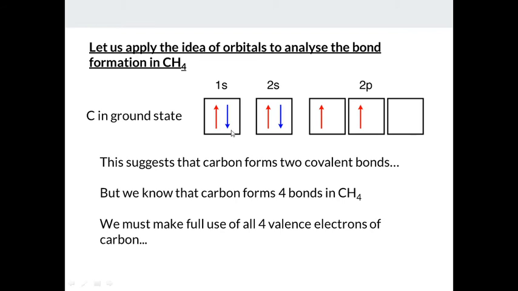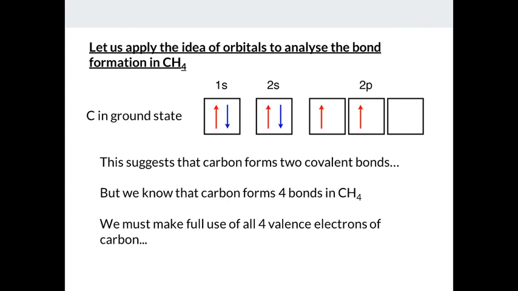Carbon in its ground state has this electronic configuration 1s2, 2s2, 2p2, and the 1s electrons do not participate in bonding because it is an inner shell. Instead, only the valence shell electrons participate in bonding. However, as the 2s electrons are already paired, there are only 2 electrons available for bond formation, and this suggests that carbon forms 2 covalent bonds. But we know that carbon forms 4 bonds in methane, and in fact in most organic compounds. We thus must make use of all 4 valence electrons of carbon somehow.